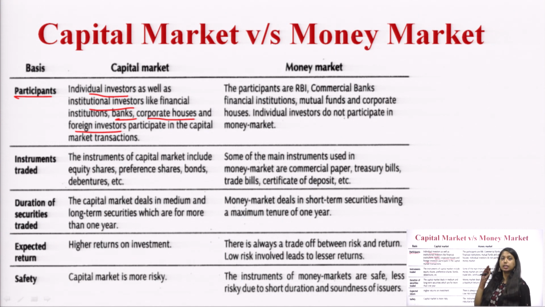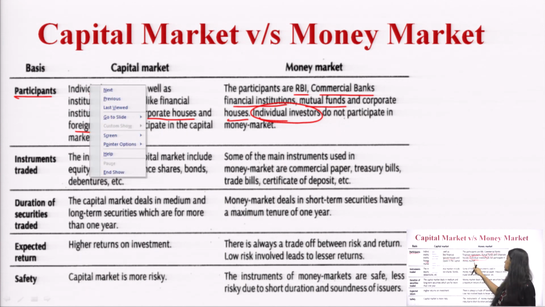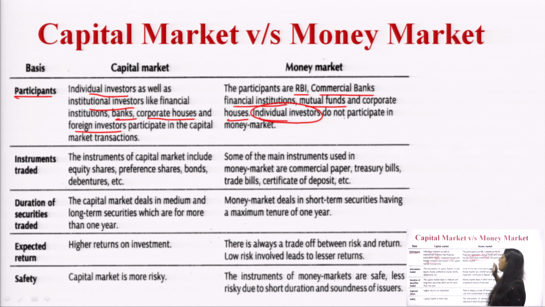However, in the money market, the main people who participate are RBI, commercial banks, financial institutions. Financial institution could be your bank, corporate house, foreign investor, anybody. The mutual fund agencies. So there are many mutual fund agencies where you buy the mutual funds and you deal with that. Any corporate house. The only person who does not participate in the money market is the individual investor. So an individual investor can only participate in a capital market, and cannot participate in the money market.